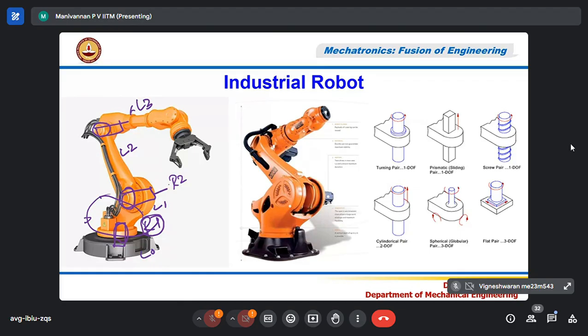If I move the R2 joint with respect to L1, L2 can rotate like this. Similarly, if I move R3, L3 can rotate with respect to L2. That means how many kinematic pairs are there? We have 4 links, L0, L1, L2, L3, and we have 3 joints, all rotary joints, R1, R2, R3. We have 3 kinematic pairs.